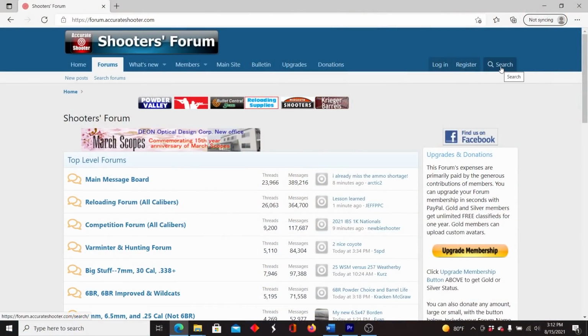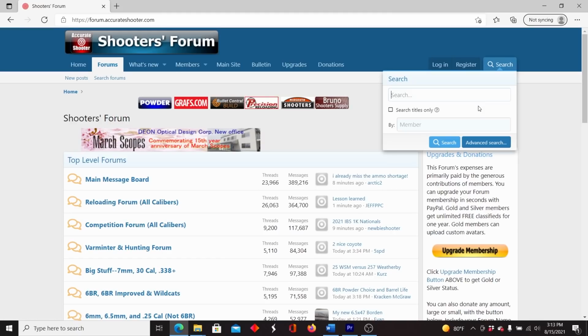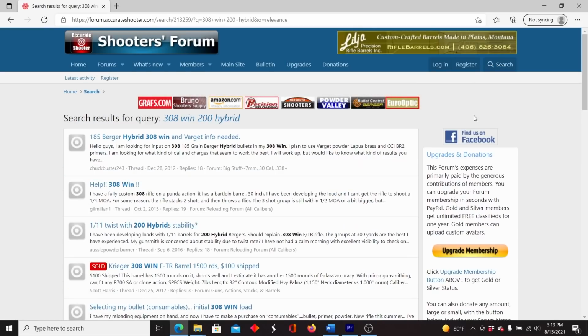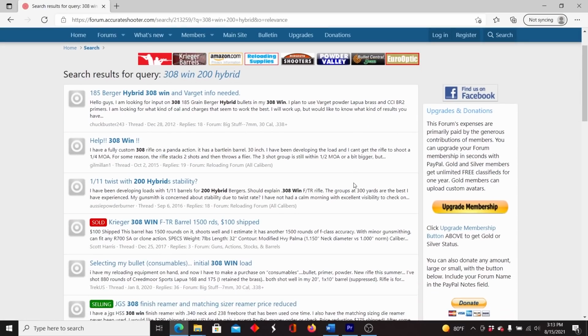Let's do some looking at Accurate Shooter for the .308 Winchester with a 200 grain Berger Hybrid bullet. From what I see looking through, the node, depending on powder, which we'll get into in a moment, is around 2,640 feet per second, with deviations of around plus 10 and minus 20 from the various posters. And virtually all of that data was for N150 or Varget powders.